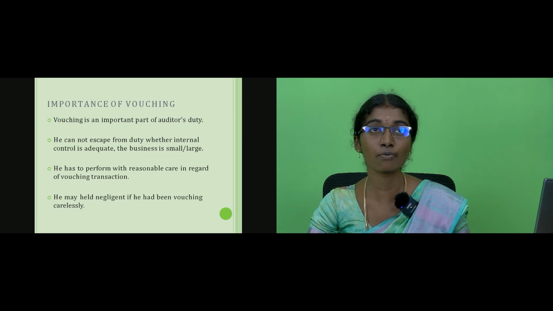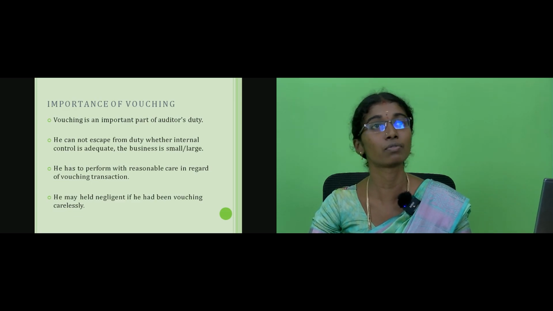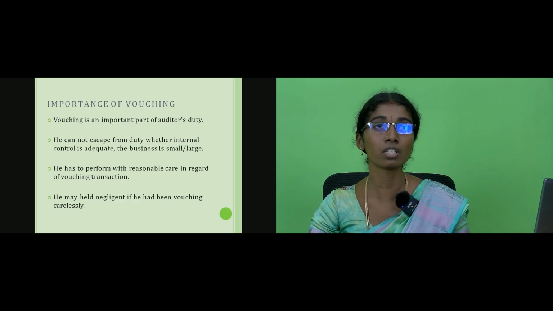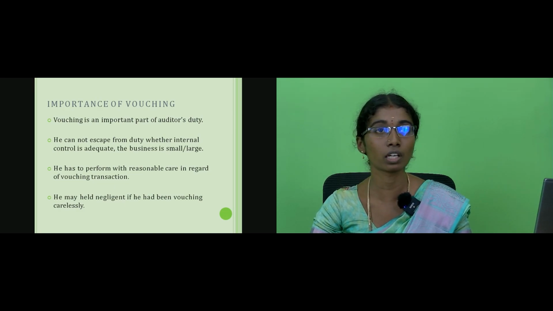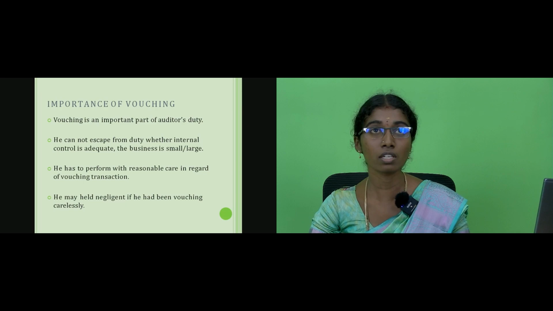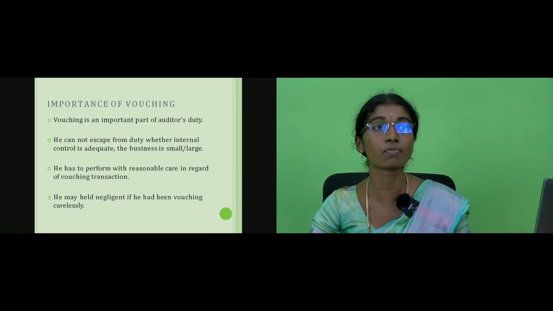He cannot escape from his duty. The company may already have maintained some internal control system, but even if they are maintaining one, the auditor has to do his duty, whether it is a small firm or a large firm. Vouching has to be performed with reasonable care. How can reasonable care be maintained? By verifying each and every transaction entered in the accounting records. He may be negligent if he vouches carelessly. What is the auditor's duty? He has to audit the books of accounts with careful diligence. If he misses something, he is liable for that.